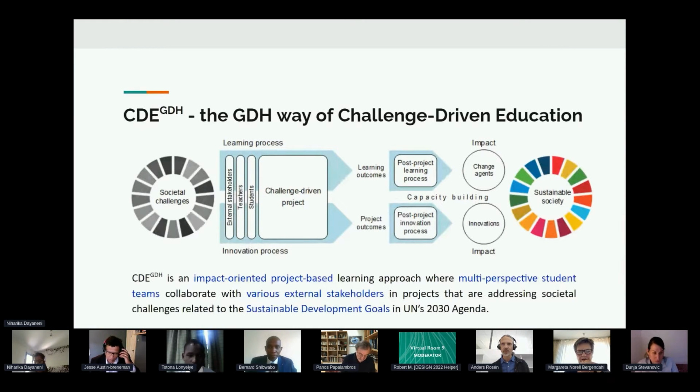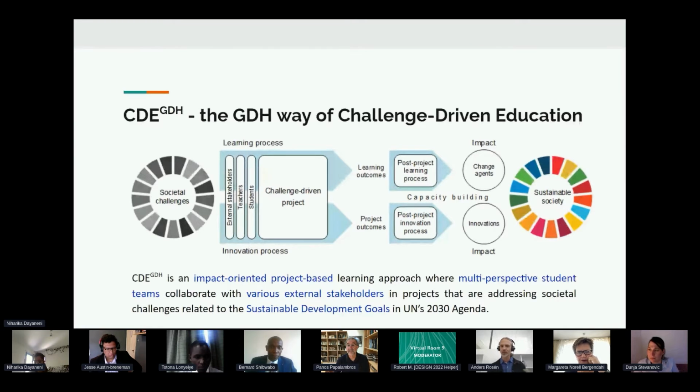And as described by this picture, we see this as two parallel processes. One is a learning process, this is education, so the prime goal is the students' learning, but it's also an innovation process. And in contrast to other project-based learning approaches, with this approach we are aiming for societal impact.